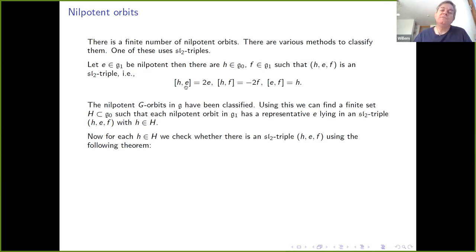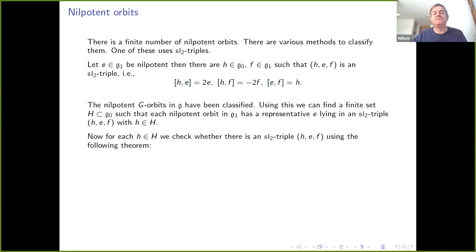Now, how to classify these SL2 triples? Well, one way of doing it is looking at the nilpotent. So you go back to your big Lie algebra of type D4, and the nilpotent orbits in there have been classified also in terms of SL2 triples. And using that, I'm not going to tell you how, you can find a finite set big H in G naught, such that each nilpotent orbit has a representative that lies in an SL2 triple with its first element H in this big set. It's a big set, maybe, but it's finite.